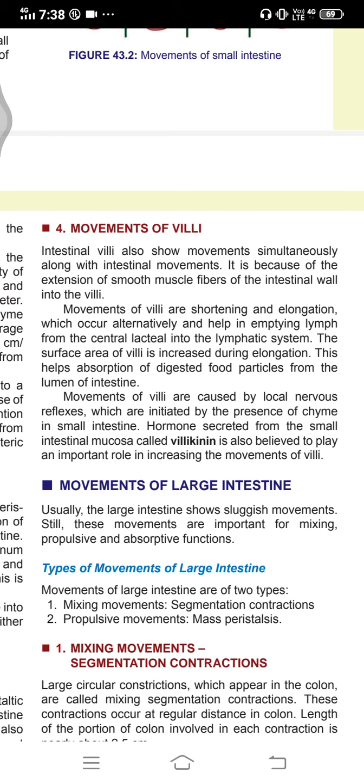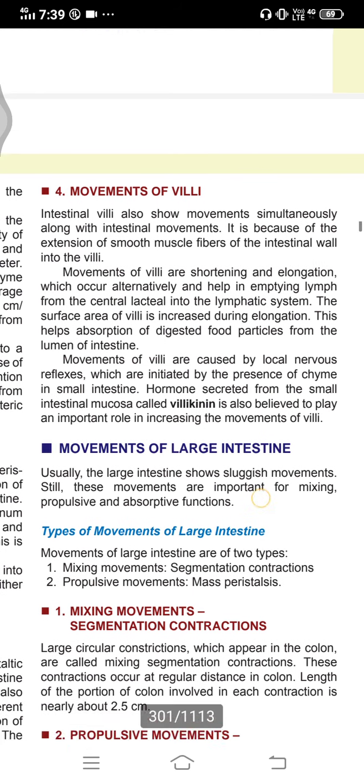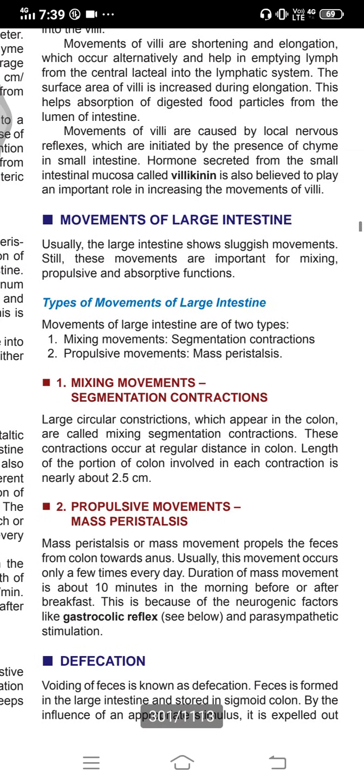Movements of villi are caused by local nervous reflexes, which are initiated by the presence of chyme in the small intestine. A hormone secreted by the small intestine mucosa called villikinin also plays an important role in increasing the movement of villi. Now let's talk about the large intestine.